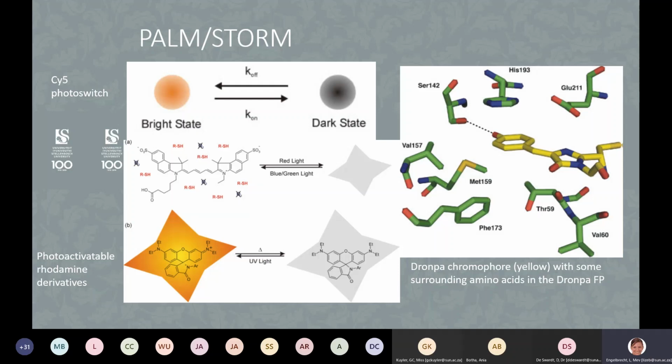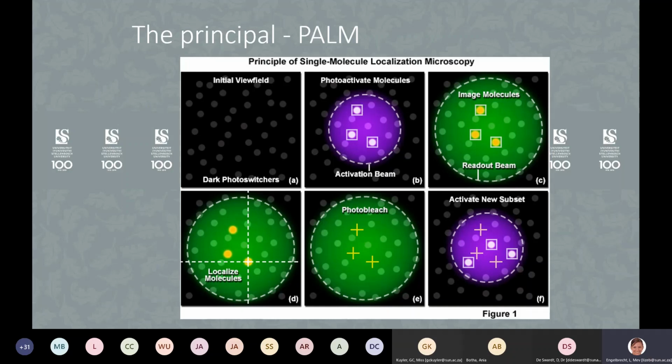This one here at the bottom is photoactivatable rhodamine derivatives, which can switch due to UV light. We usually use a 405 nanometer laser to cause this switch between a dark state and a bright state. Dronpa is a chromophore in fluorescent proteins, which can also be used to switch from dark to light. This is the typical principle of PALM, which is photoactivated localization microscopy.